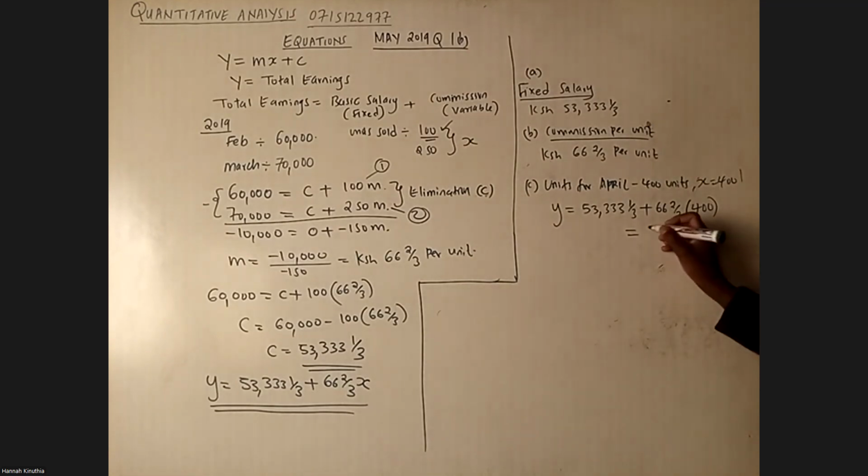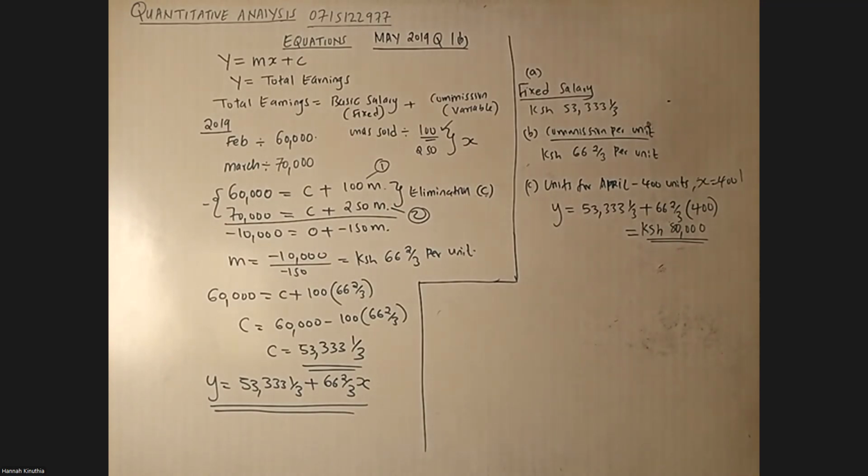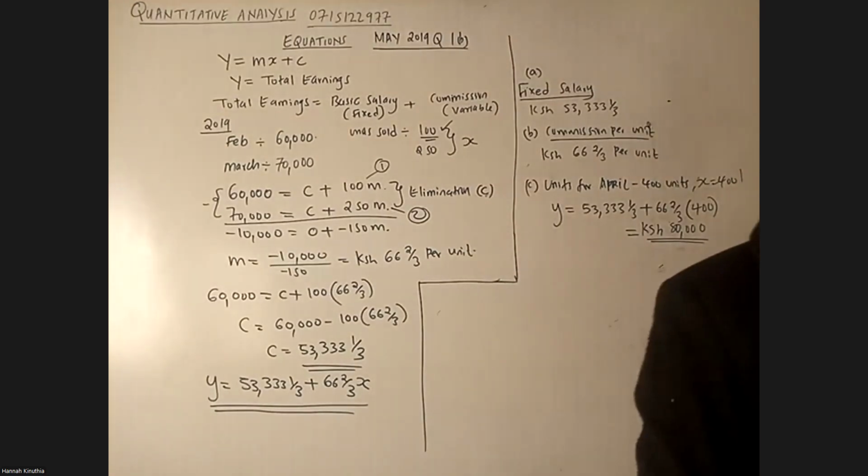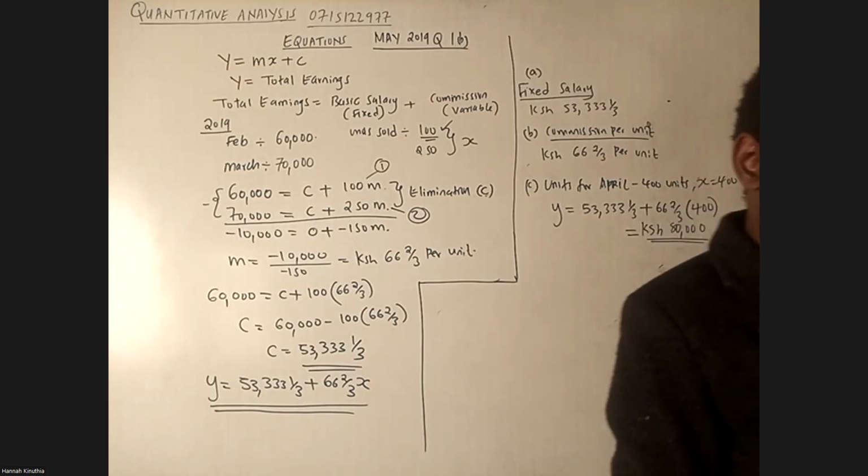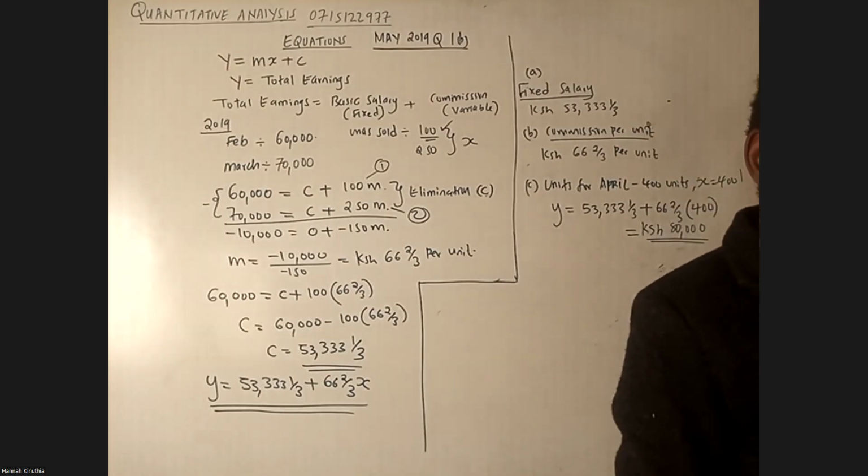So it is Kenya shillings. So total earnings for 400 units, itakuwa Kenya shillings 80,000. So that's how you are supposed to do that question. Do you have any question concerning that one?